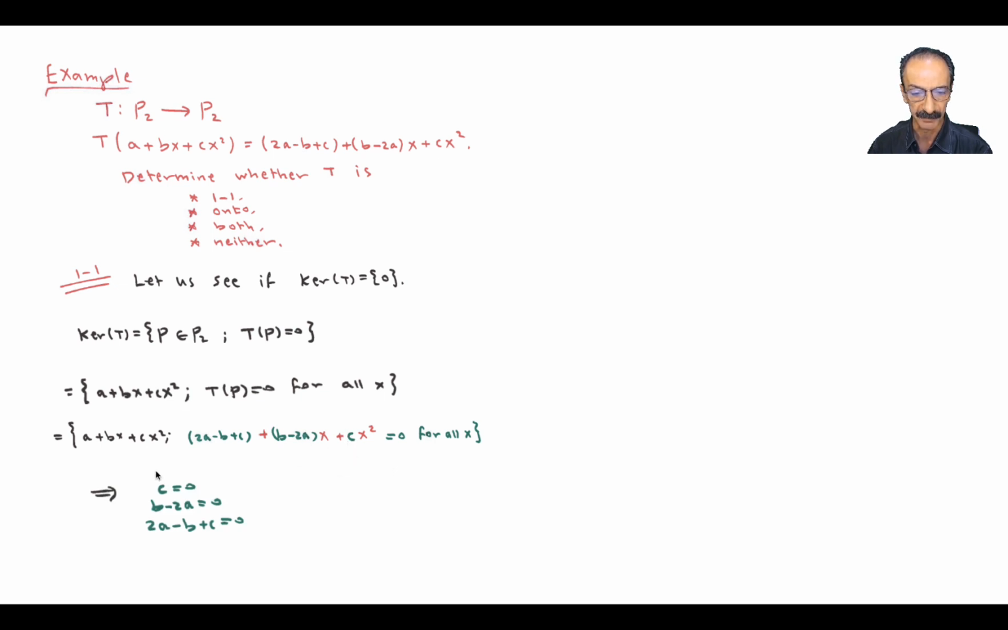Here we go. c equals 0. b minus 2a equals 0. 2a minus b plus c is also 0. With simple algebra steps, we end up with c equals 0 as is. From the second and third one, we end up with b being twice a. So, as far as I could tell, it's not one-to-one. But let's move on further.